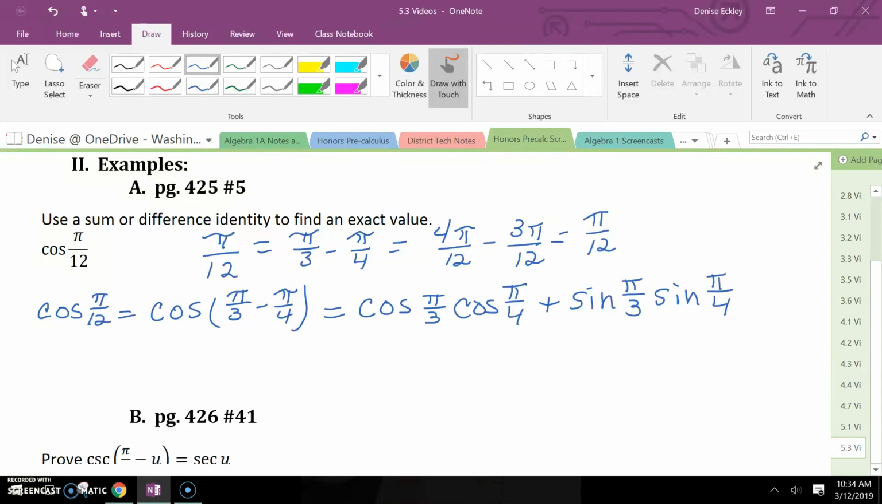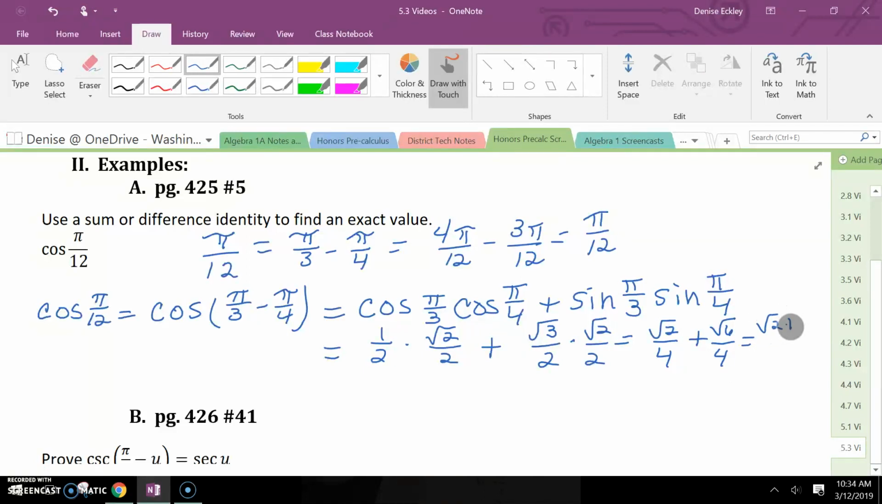So cosine of pi over 3 is 1/2. So I'm going to take 1/2 times square root of 2 over 2 plus sine of pi over 3 is square root of 3 over 2 times the sine of pi over 4, which is square root of 2 over 2. Simplifying this, we get square root of 2 over 4 for the first term and square root of 6 over 4. So my final answer will be square root of 2 plus square root of 6 all over 4.